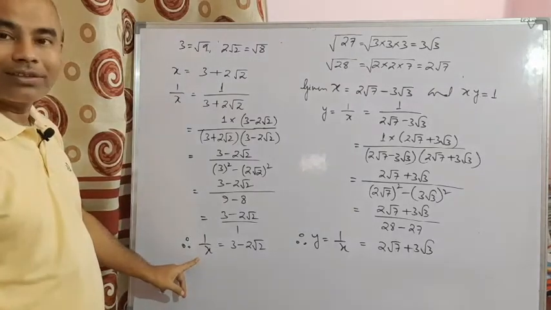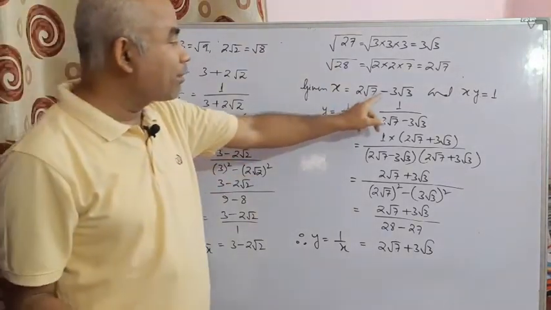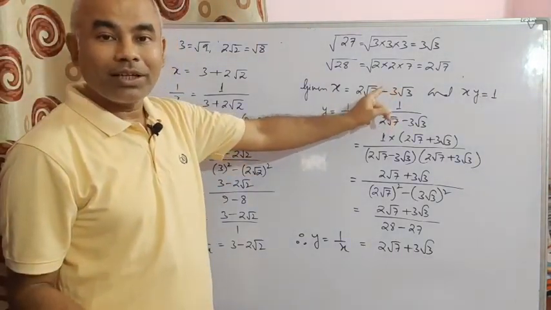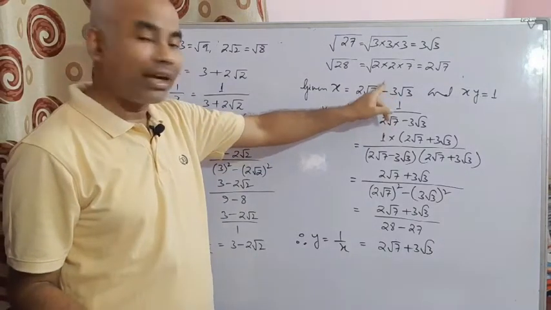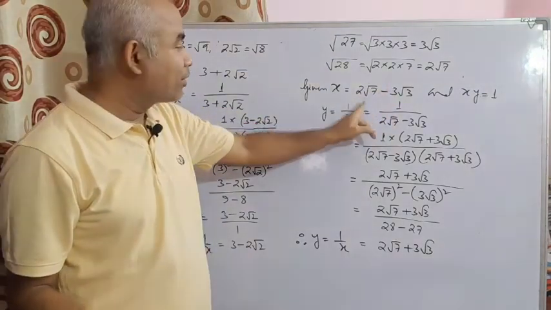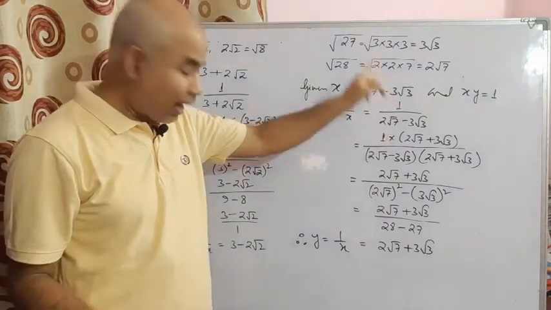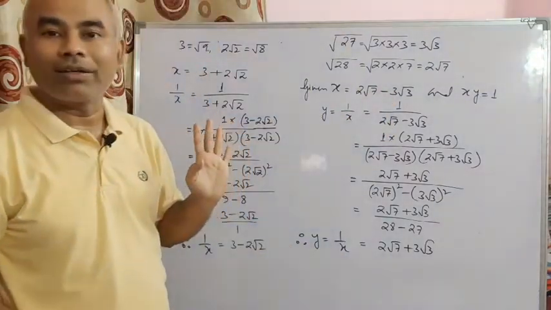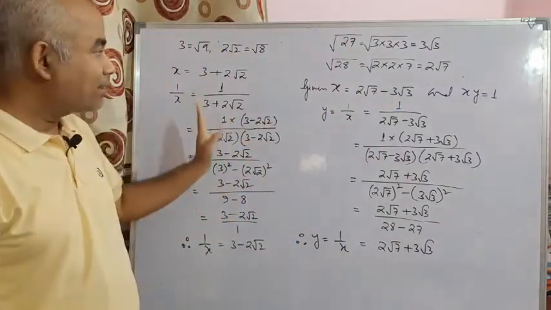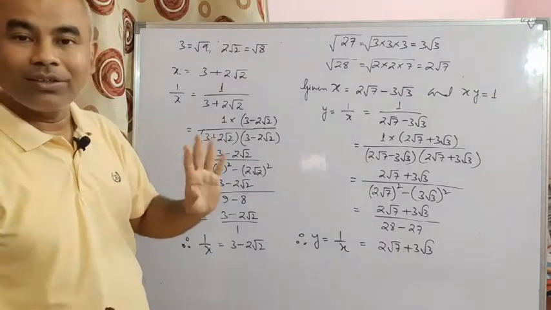is 1 by x. Or when x is 2 root 7 minus 3 root 3, what is this rationalizing factor? You have to change the sign of the second term, so it will be 2 root 7 plus 3 root 3, and that is the value of 1 by x. Okay, clear? So x and 1 by x, I think it is clear to you.